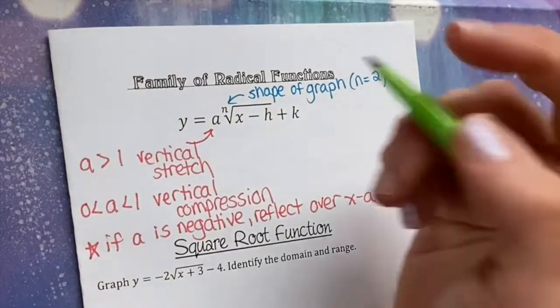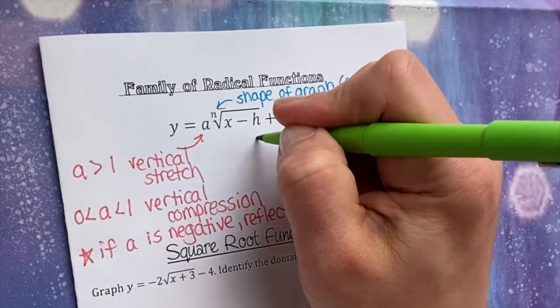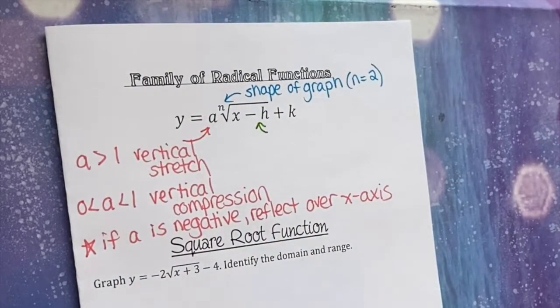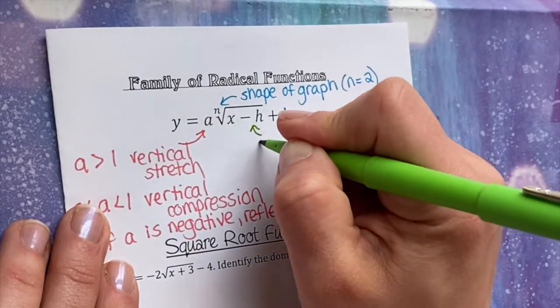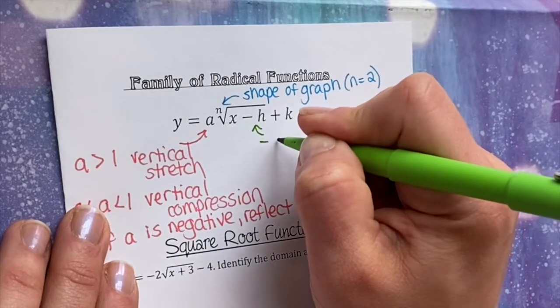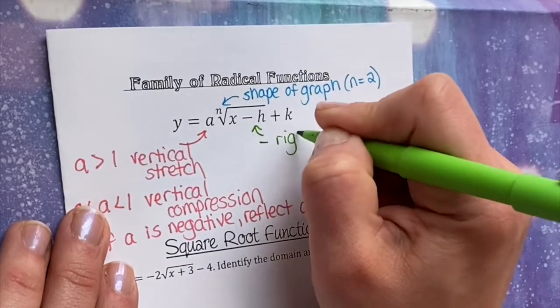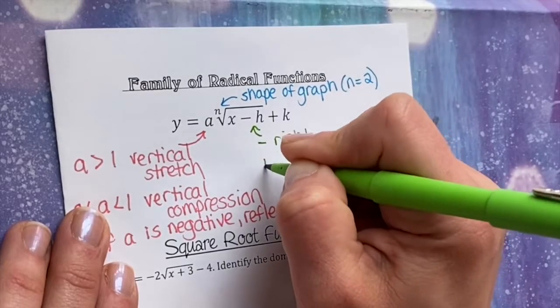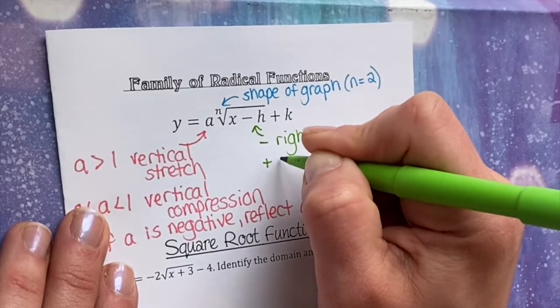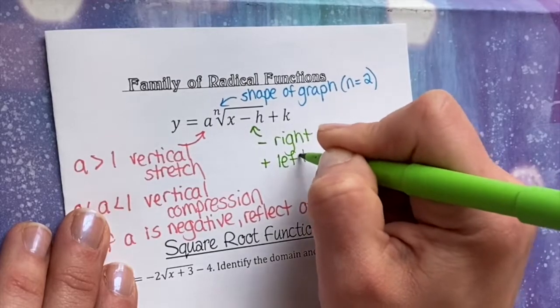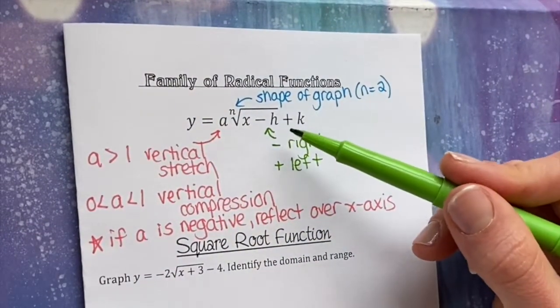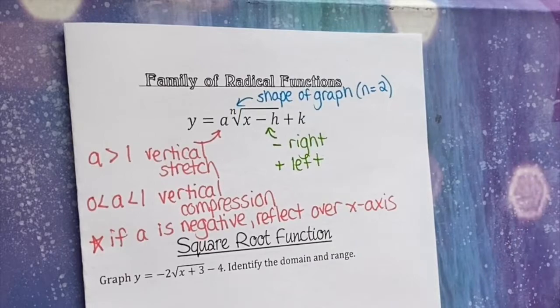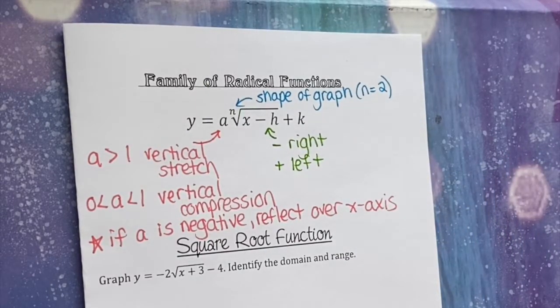So that brings us to our h value. So remember, h tells you if you're moving to the left or to the right, but here's where you don't want to get tricked, right? If you are subtracting, that means you are moving to the right. And if you are adding, that means you are moving to the left. H also gives us the x value of our endpoint. So I'll talk about that a little bit more in a second.